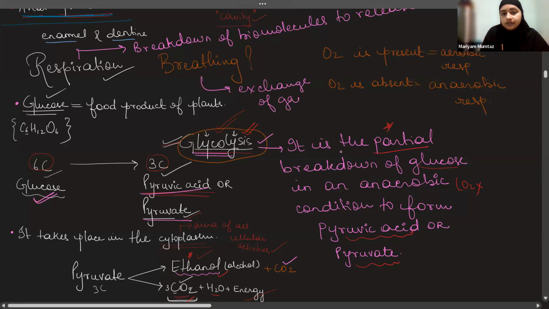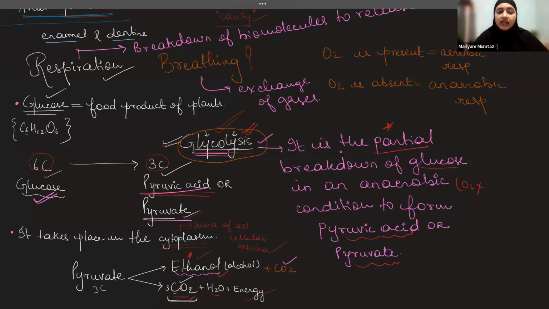Now, talking about respiration. Respiration is when the food particles that we eat, or whenever a biomolecule is broken down in order to release energy, as you said, it is a chemical process, correct? When any biomolecule is broken down so as to release energy, we call that process respiration.